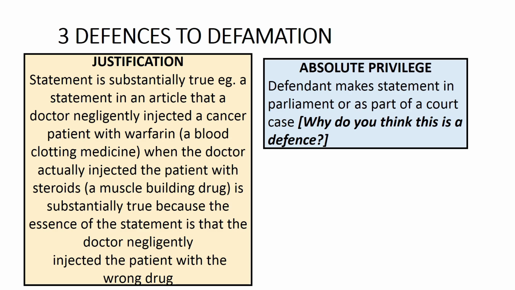The second situation where absolute privilege is a defence to defamation is where the defendant makes the defamatory statement as part of a court case. That is, when the defendant makes the statement as a witness while giving evidence in the case in court, or makes the statement as a lawyer while arguing the case in court. However, if the defendant makes the defamatory statement in any other circumstances, for example when the defendant is speaking to the media outside the courtroom, then this defence does not apply.